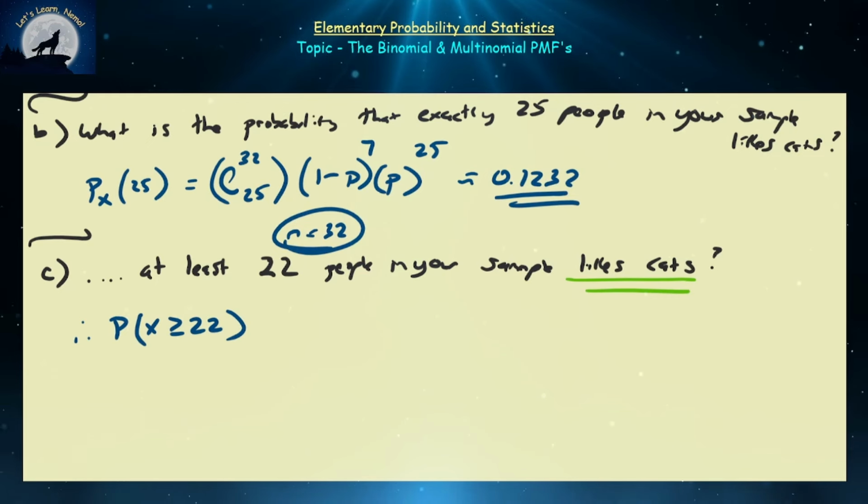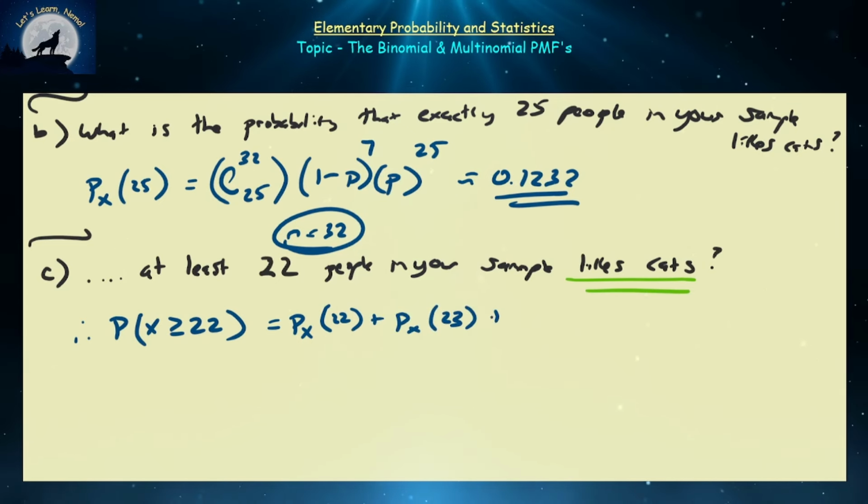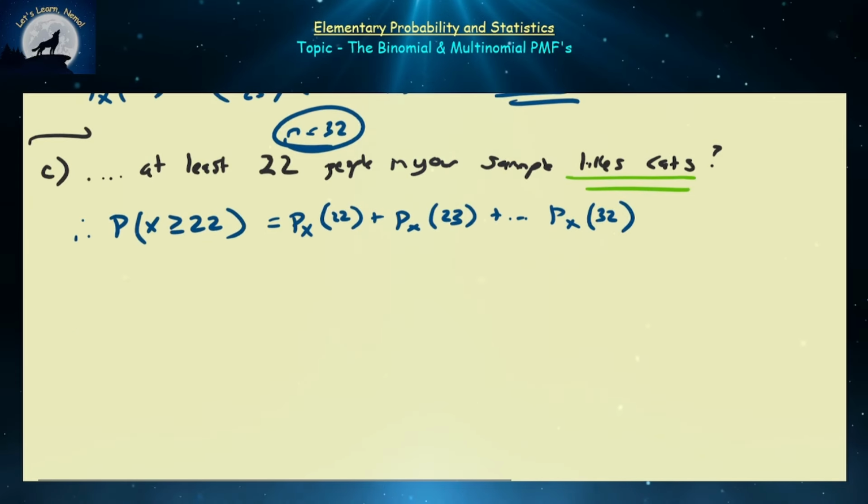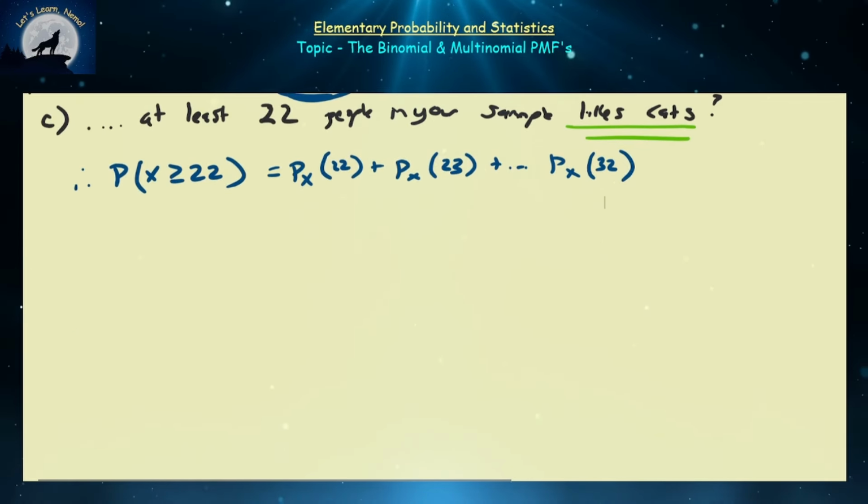So this is bounded above, so we can actually target this directly. This is going to be equal to the probability that x is equal to 22 plus the probability that x is equal to 23, all the way up to the probability that x is equal to 32, and we just need to add those one by one and not make any simple mistakes.